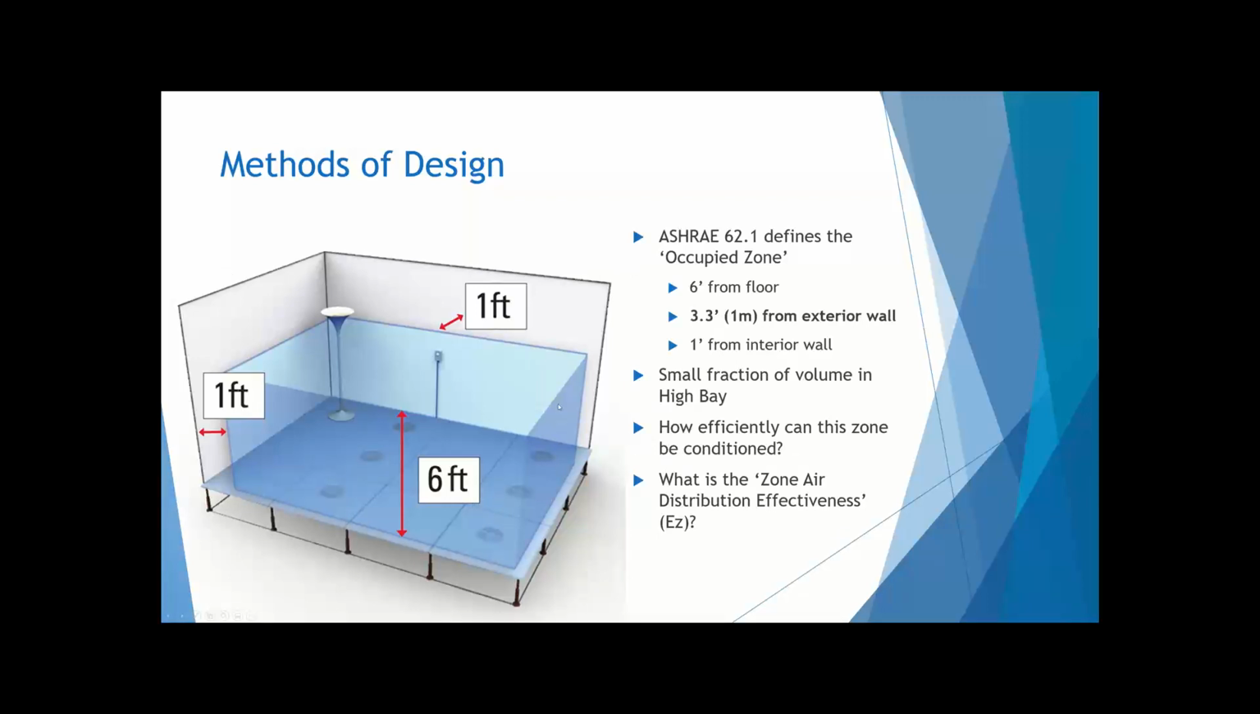In any space, before we talk about how to condition the space, it's really important to understand what you're actually conditioning. Any space has an occupied zone. This is where people will be standing or sitting, and that's 6 feet from the floor, 3.3 feet from any exterior wall (not shown here in the picture), and then 1 foot from any interior wall. That's really important because when you're talking about a high bay system, this is actually a very small fraction of what a high bay system is. So the question then becomes, how efficiently can we condition this zone specifically?